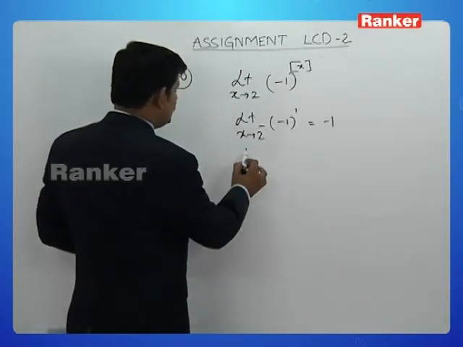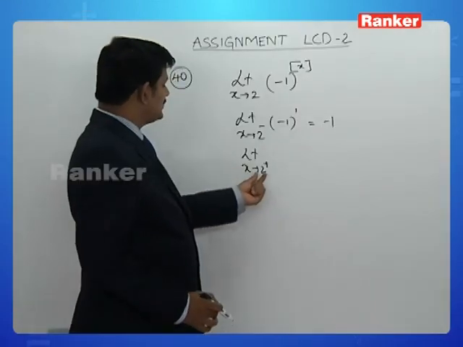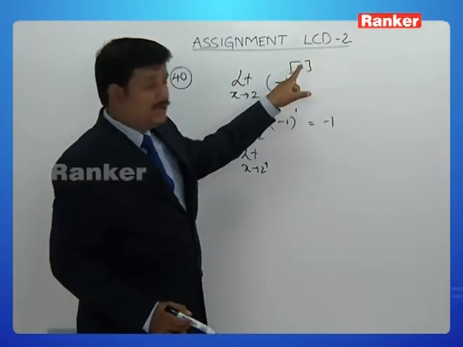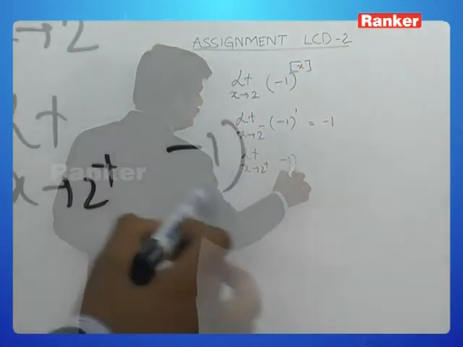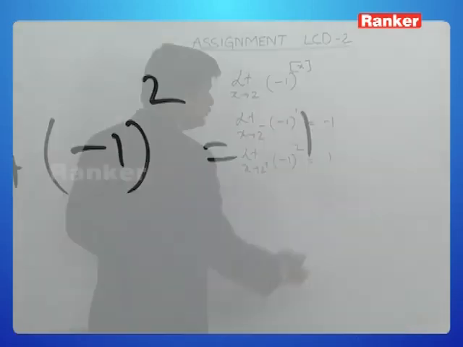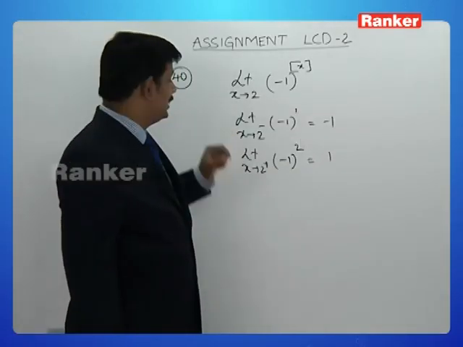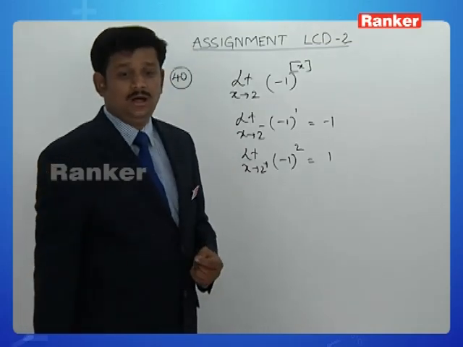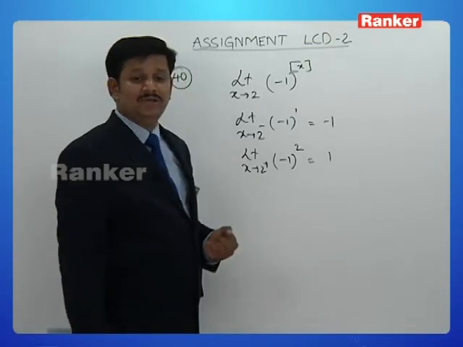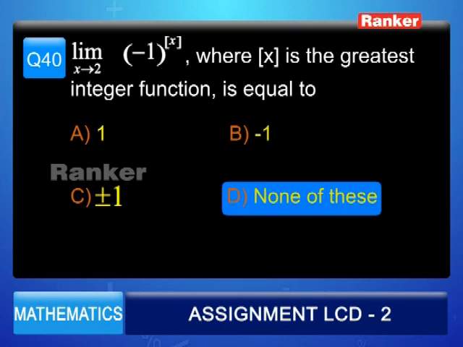And in the right hand limit, x tends to 2 plus, as x is slightly greater than 2, integral part of x is 2. So this is minus 1 par 2, which is 1. We can see left hand limit differs from right hand limit. So the limit does not exist, or among the available options it is none of these. Limit does not exist. Answer D.